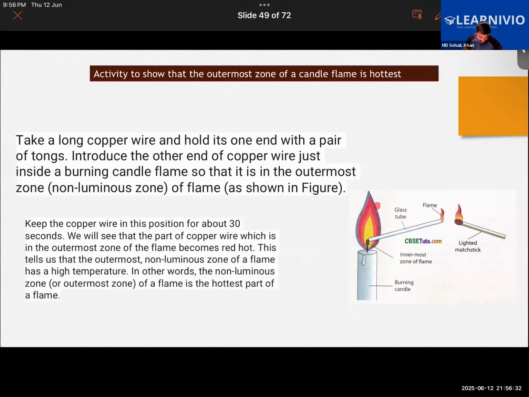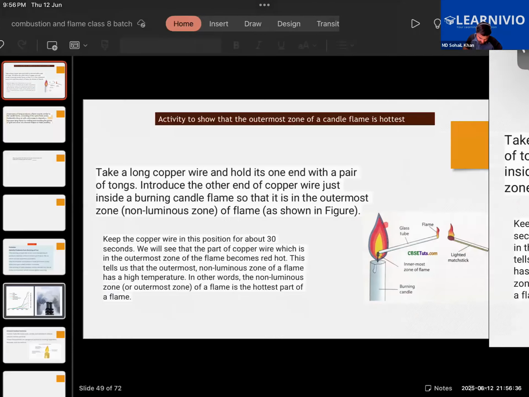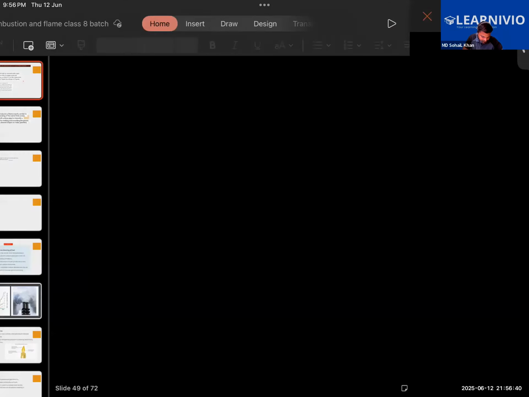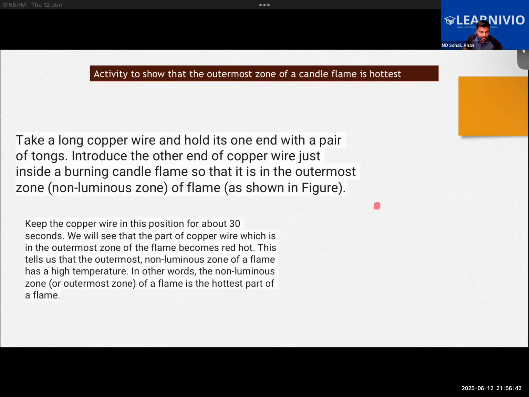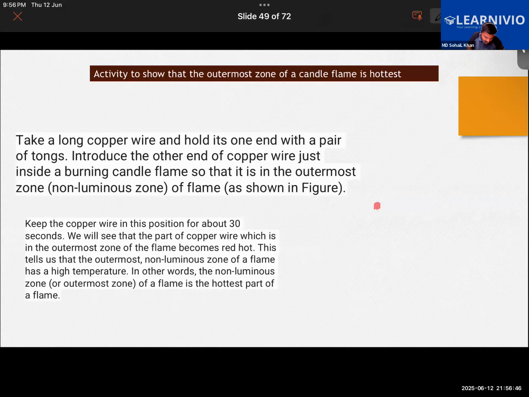Actually, this diagram is not relevant, so let me remove it, otherwise it will create some confusion. You will take a long copper wire and hold one end with a pair of tongs. Introduce the other end of the copper wire just inside the burning candle flame, so it is in the outermost zone. So we have taken a candle. Let's burn this candle.